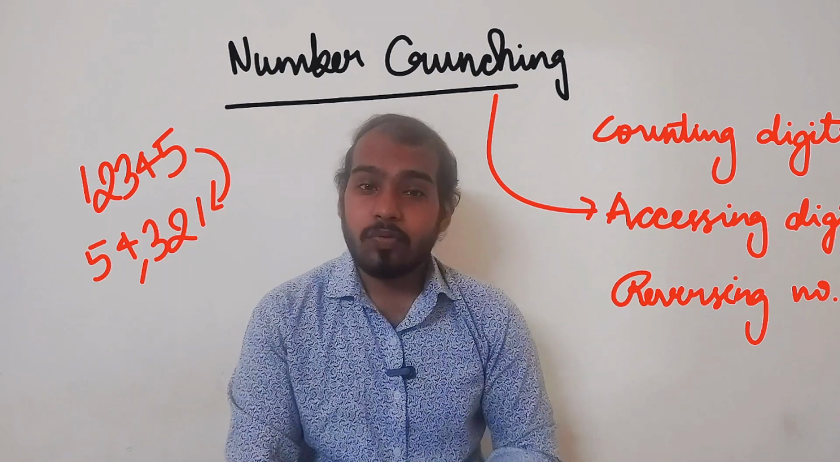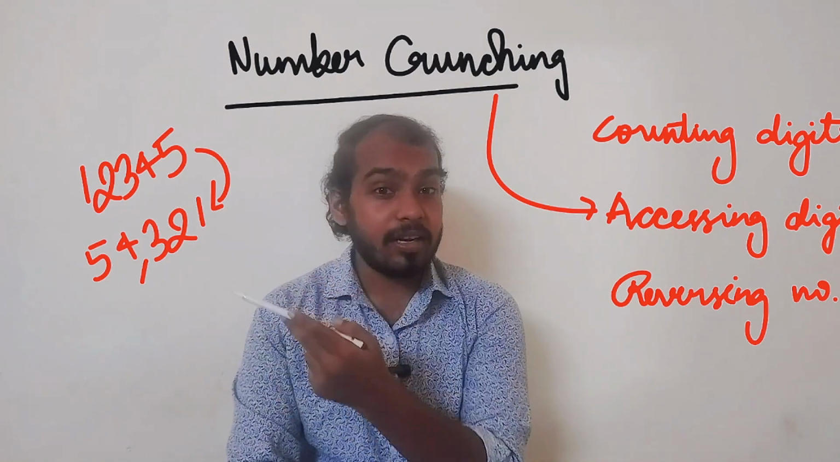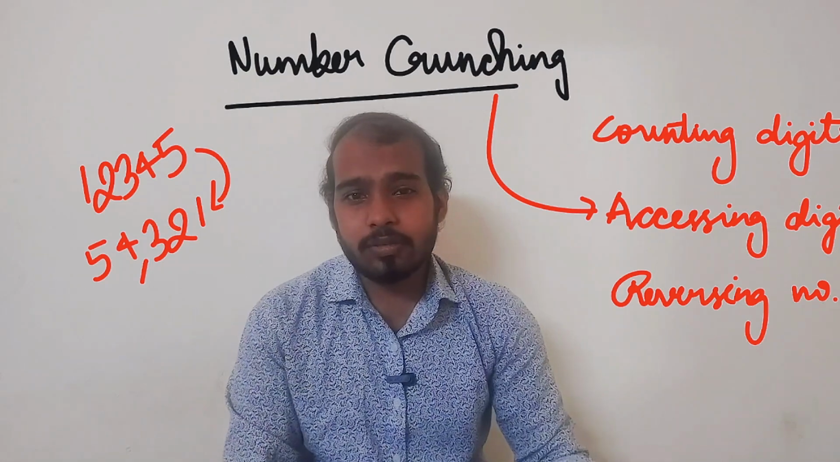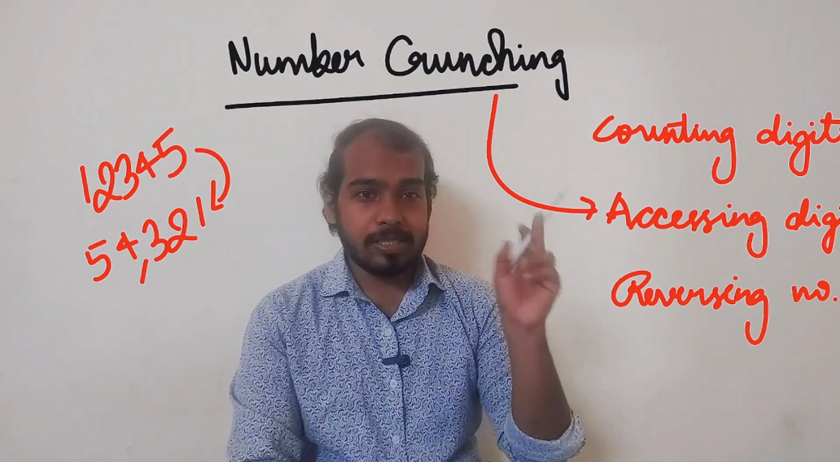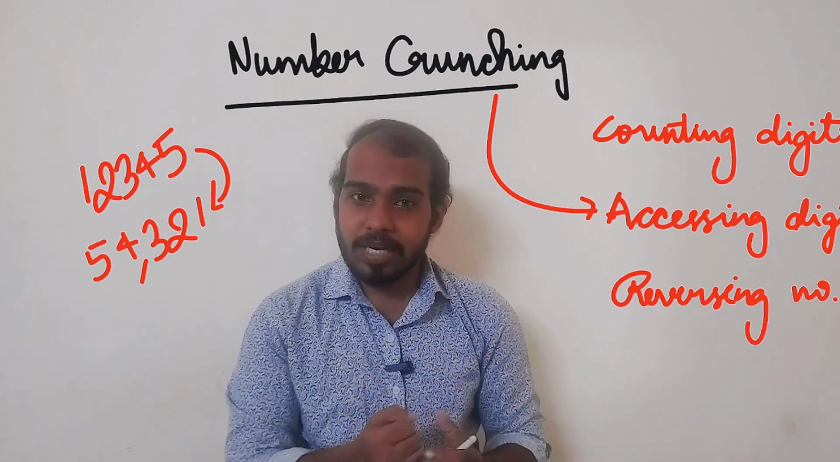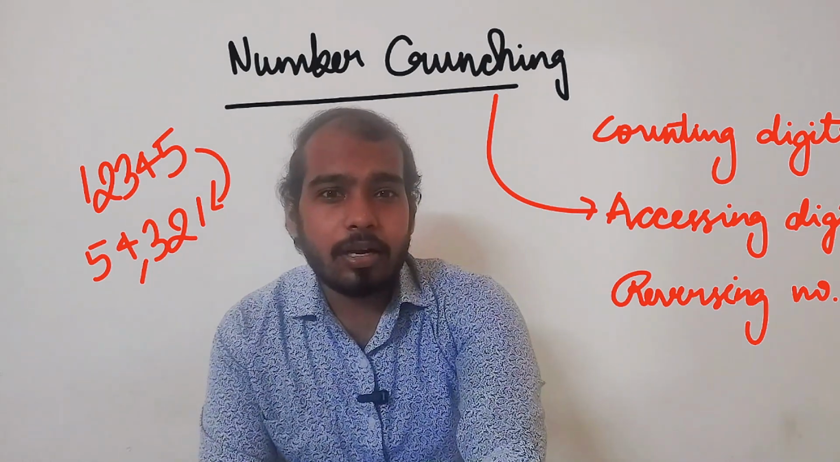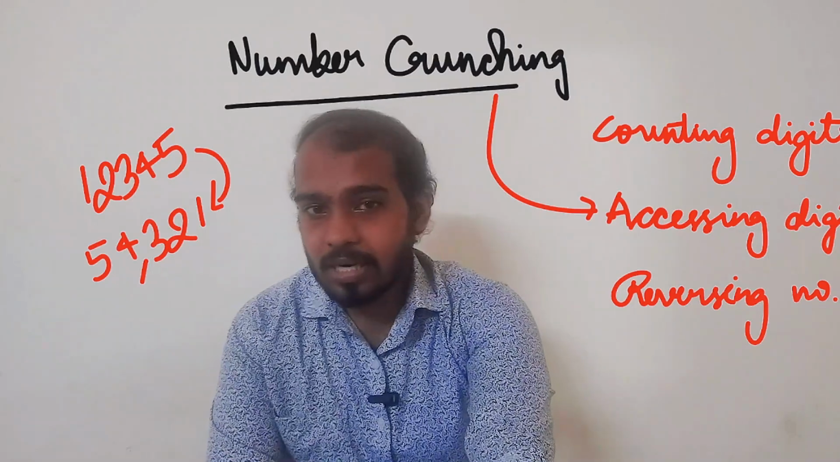54,321. So the 5 should be in the 10,000's place, 4 should be in the thousands place, 3 should be in the hundreds place, and so on as it goes. So shall we move to the next two parts, counting digits and reversing a number? Once we are done with that, you will have a better idea of how to work with number crunching. I would recommend you practice some questions, which I will mention at the end of this session.